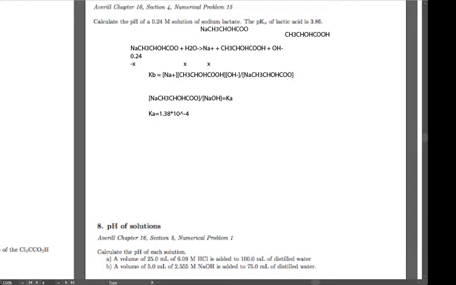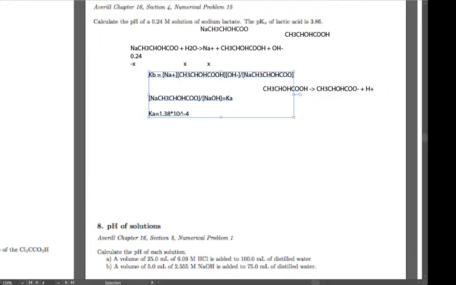Well, what I realized is that the Ka of lactic acid basically means this: CH3CHOHCOOH, that's lactic acid, would dissociate into CH3CHOHCOO minus plus H plus. So let me just put that guy there. And yes, these two are actually aqueous.